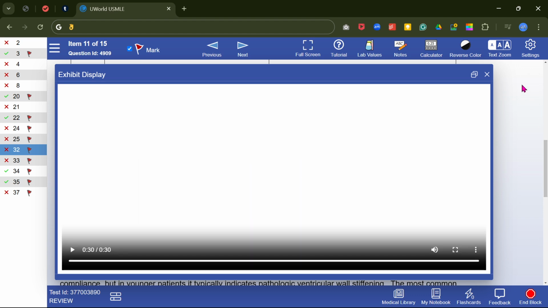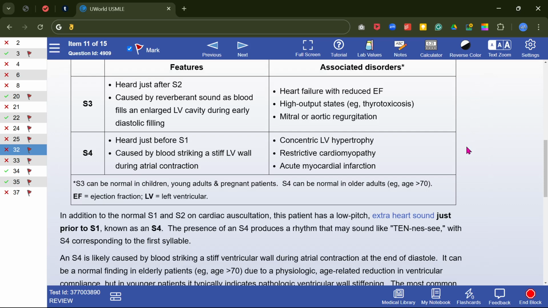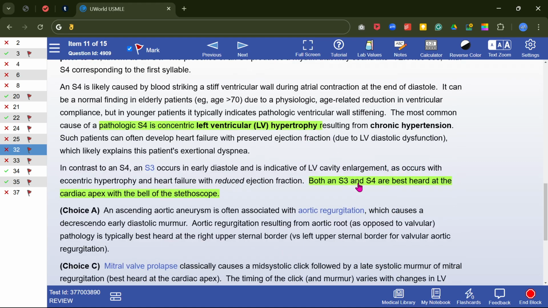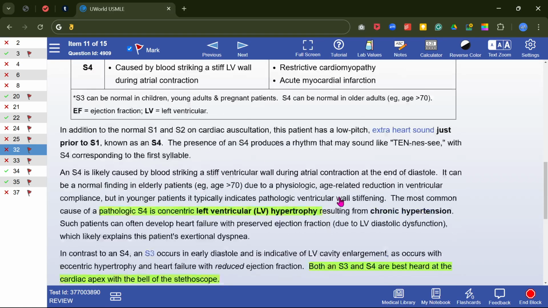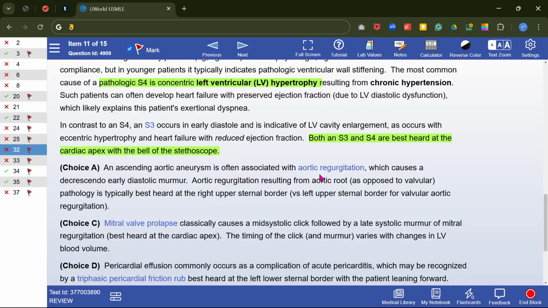Okay, so these two, S4 is concentric left ventricular hypertrophy. Here there may be chronic hypertension. Concentric left ventricular hypertrophy has multiple causes, acute MI and restrictive cardiomyopathy.